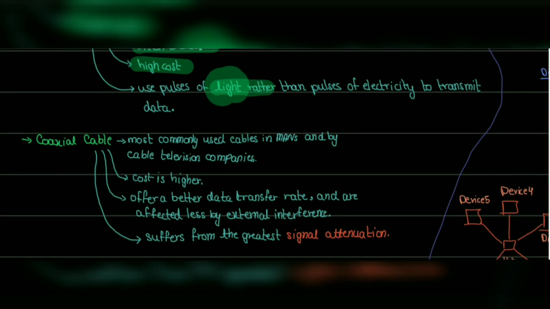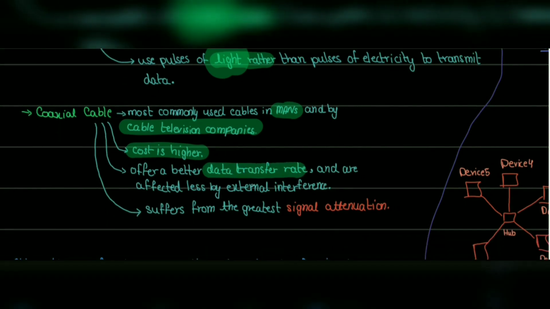Coaxial cable is most commonly used by cable television companies. Its cost is higher than twisted pair, it offers a better data transfer rate and is affected less by external interference, but it suffers from the greatest signal attenuation.